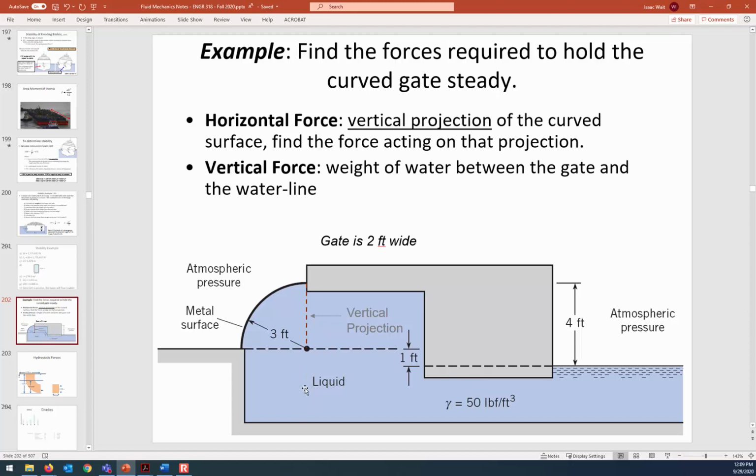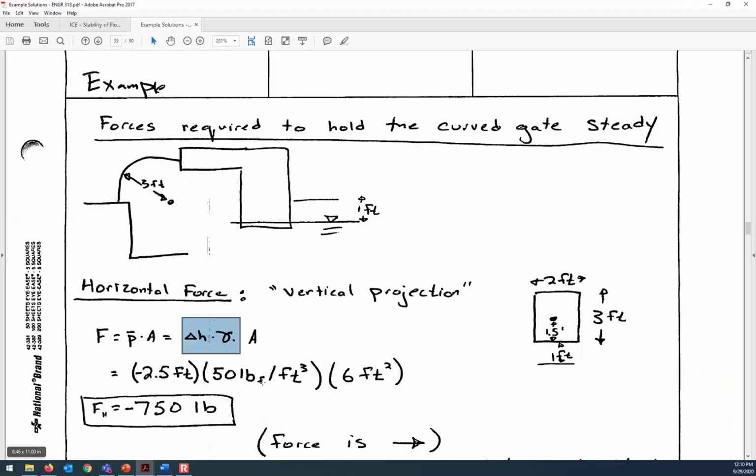So 1.5 plus the extra 1 foot that takes you from the water line up to this other dashed line that corresponds with the edge of the gate. So that's why I'm saying the delta H that we would apply here is 2.5 feet, but the distance is minus because we're going up rather than down through the fluid.